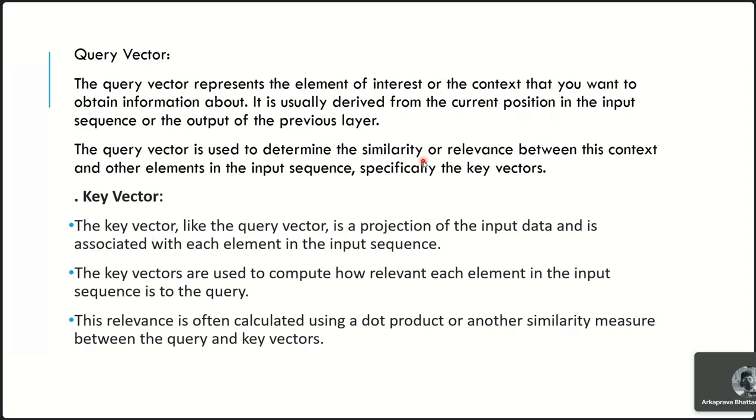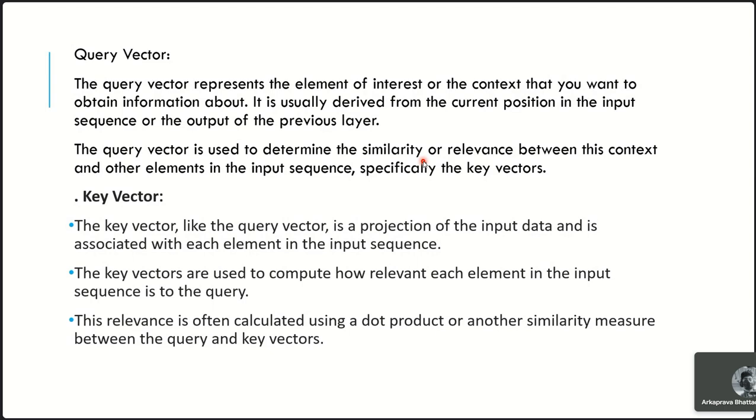Okay, current position in the input sequence. And the query vector is usually determined by the similarity or relevance between the context and the other elements in the input sequence. That is, one word, how is it related to the other words, like the current word in question. Okay, how much relevance does it have with the other words in the input sequence? And these other words are called your key vectors.